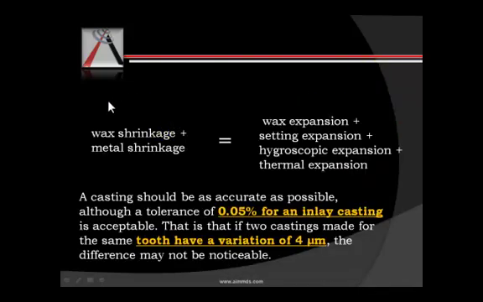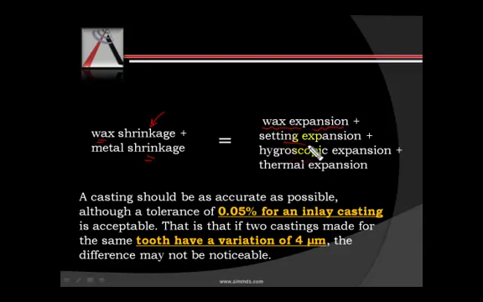This slide summarizes how the dimensional changes are basically balanced. We have the wax pattern. It has a very high coefficient of thermal expansion, and due to temperature changes it shrinks. There is wax shrinkage, and the molten metal which we put into the mold cavity also shrinks during the solidification process. So the wax and the metal shrink, and this is compensated by wax expansion. The wax that shrinks during cooling also expands during heating. That is what compensates the shrinkage of the wax and the metal.